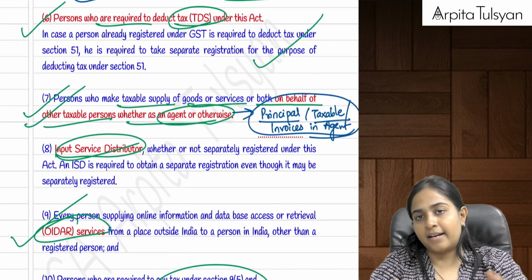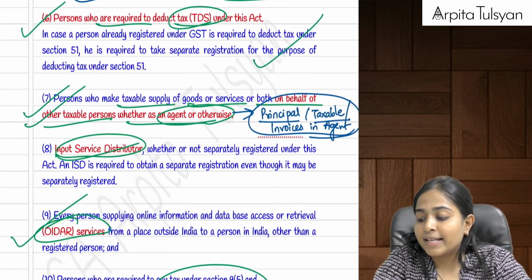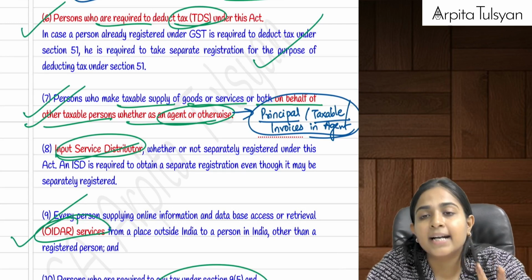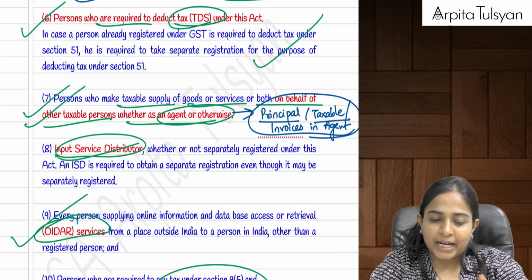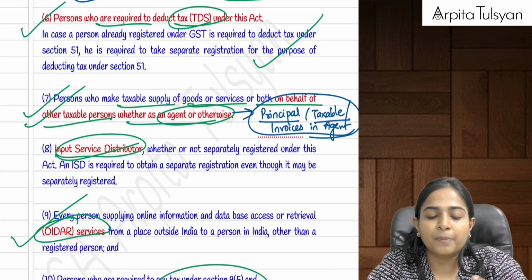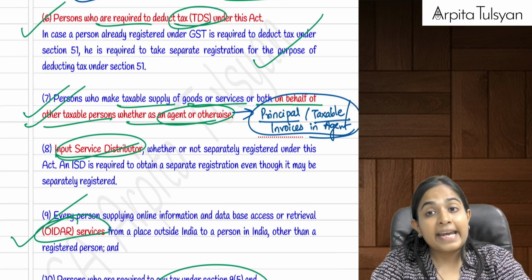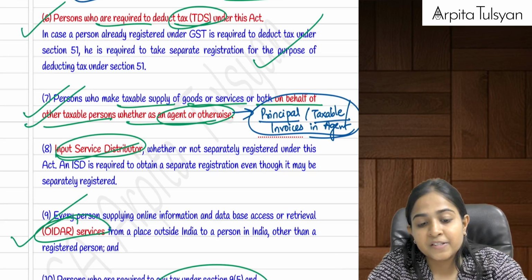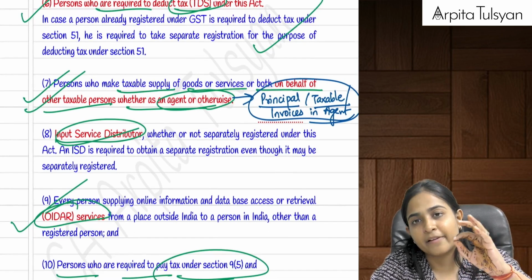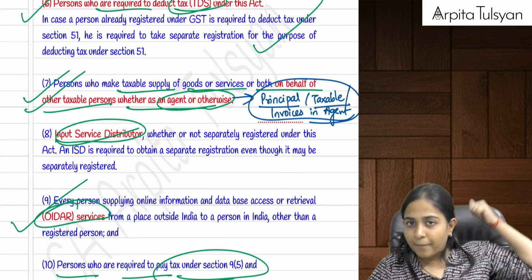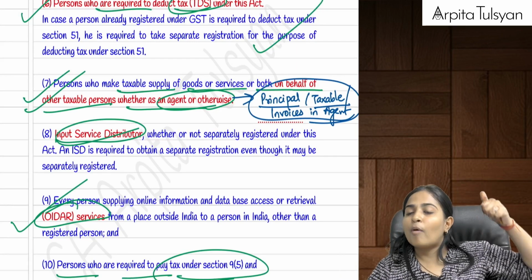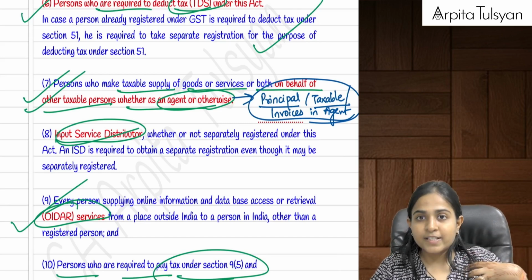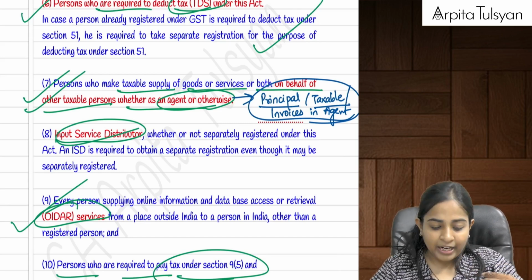Then next one, any person who is required to deduct TDS has to get himself separately registered for the purpose of deducting TDS. Then agent: any person who is providing goods on his own account or on behalf of any other person has to get himself registered, provided the principal is a taxable person, provided they are supplying taxable goods only, and the invoices have been issued in the name of the agent.